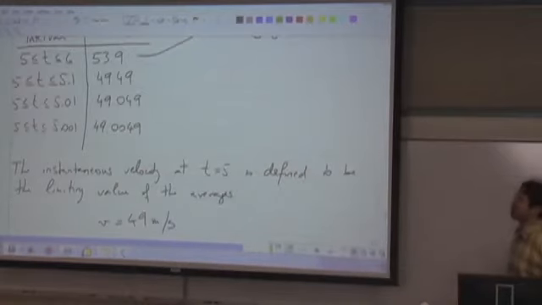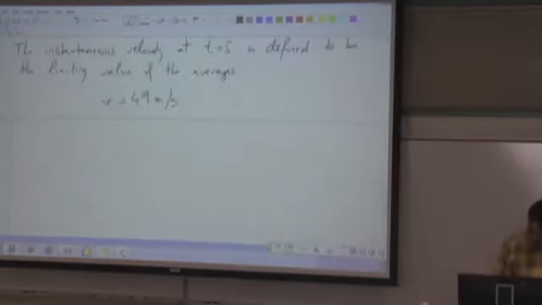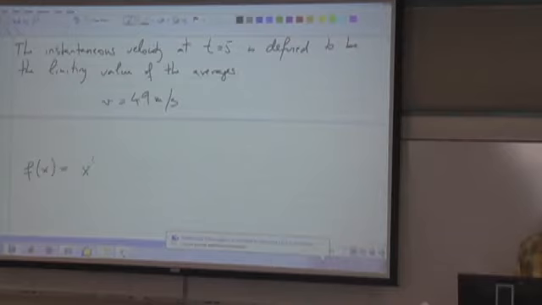Now, as it turns out, trying to do this for every single problem in the book is surely not fun. But let's see. Let's look at an example of a function. So let's look at f of x equals x squared minus x plus 2. Okay?